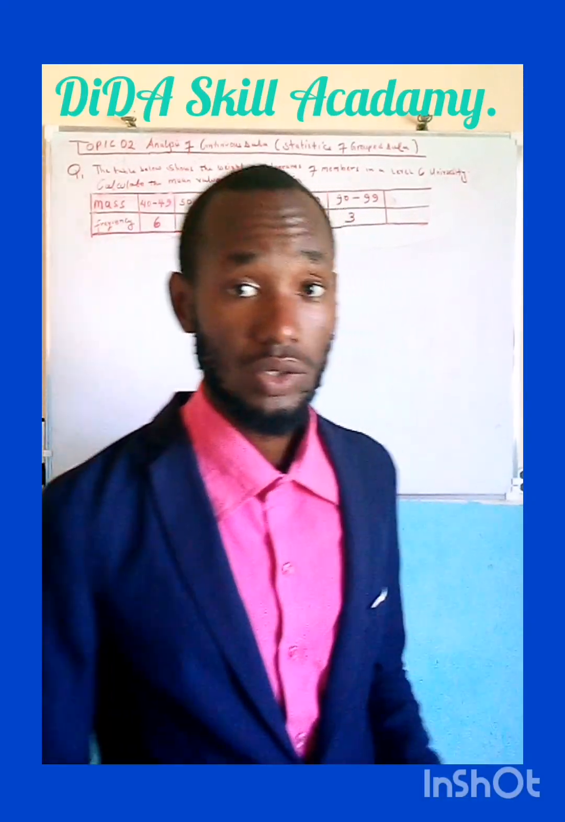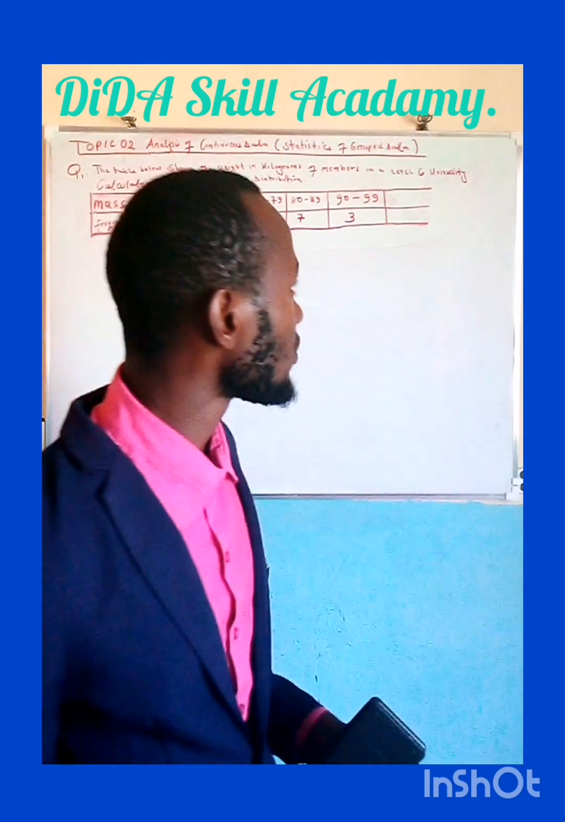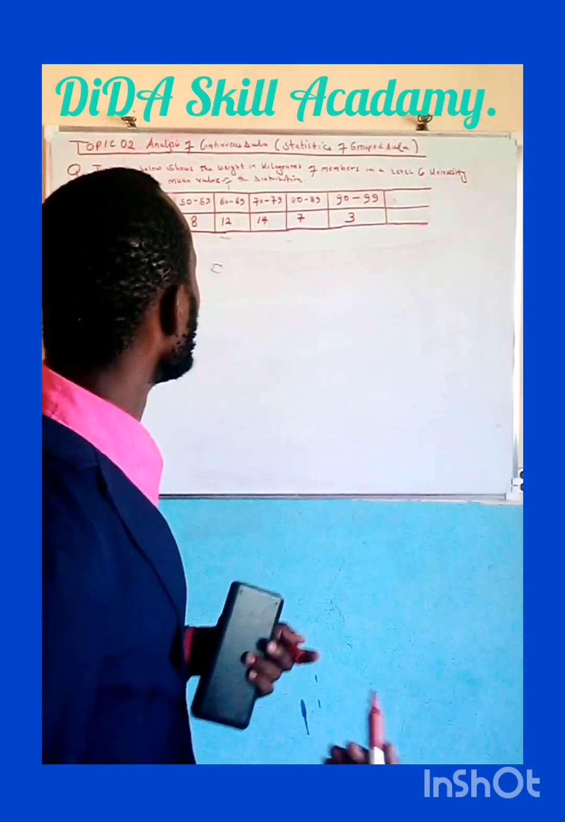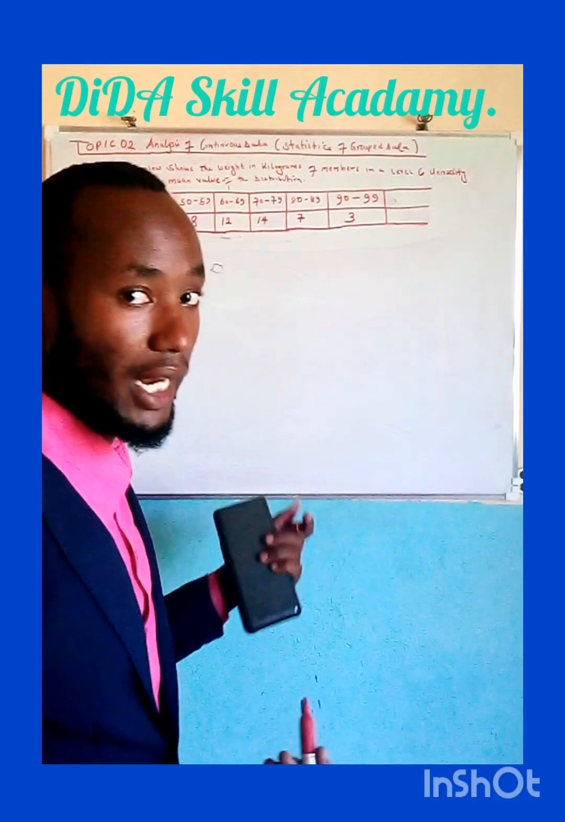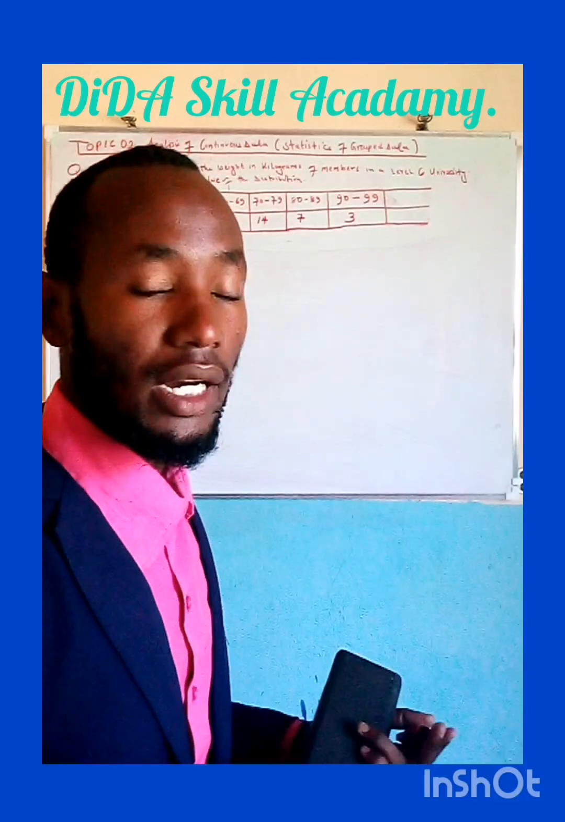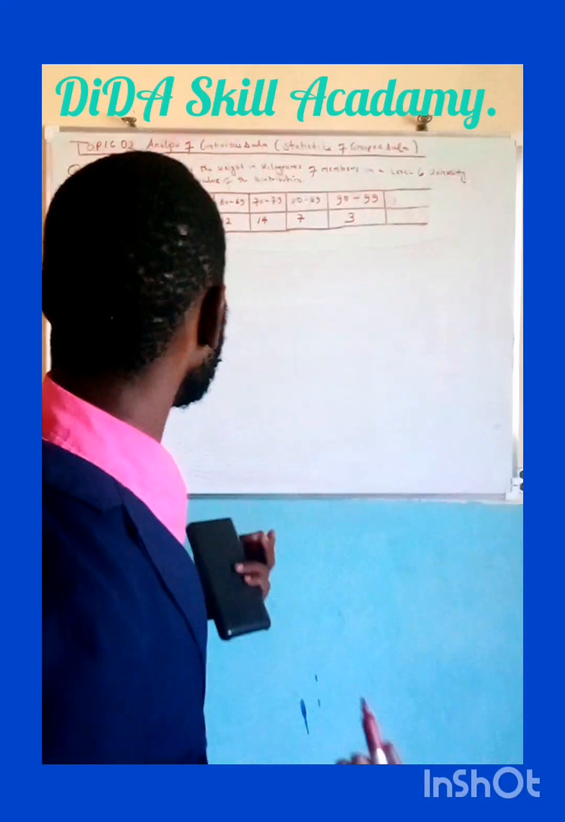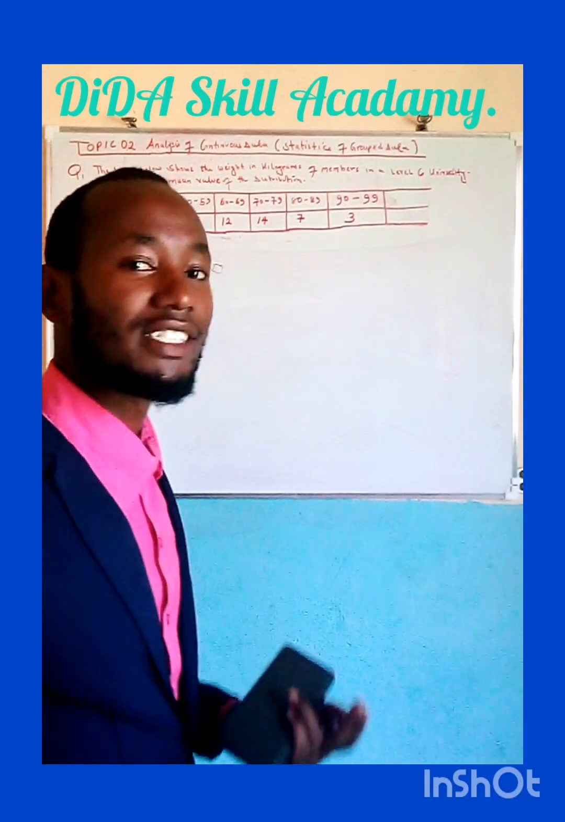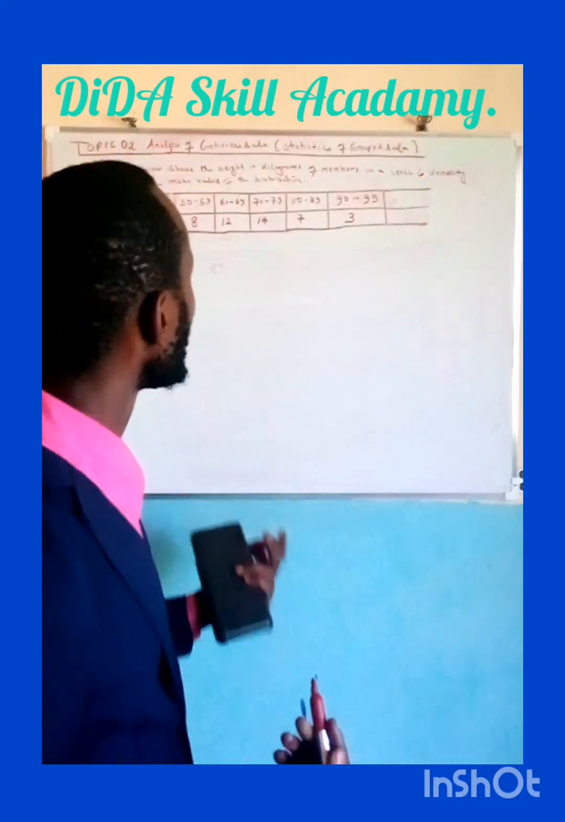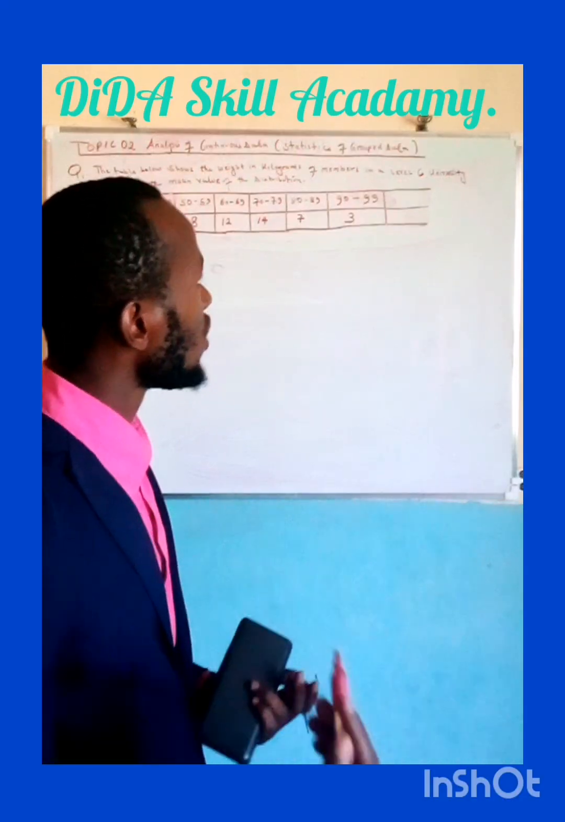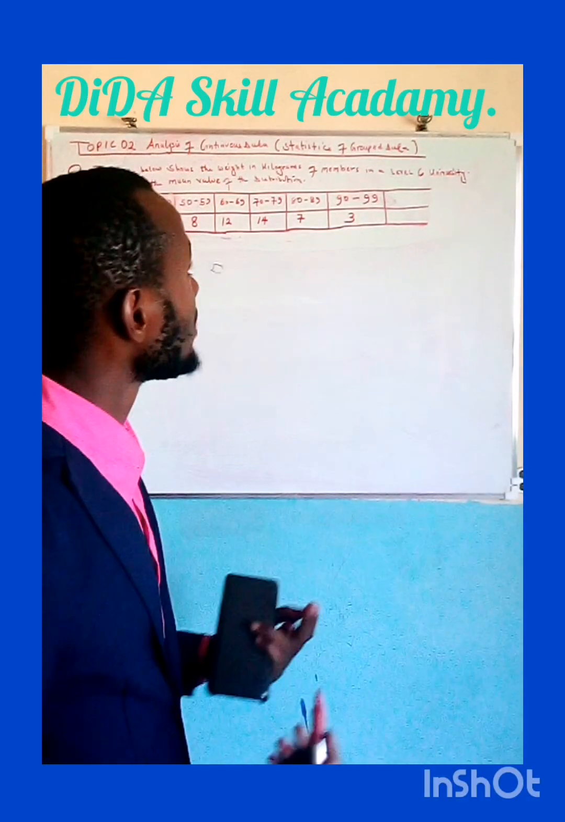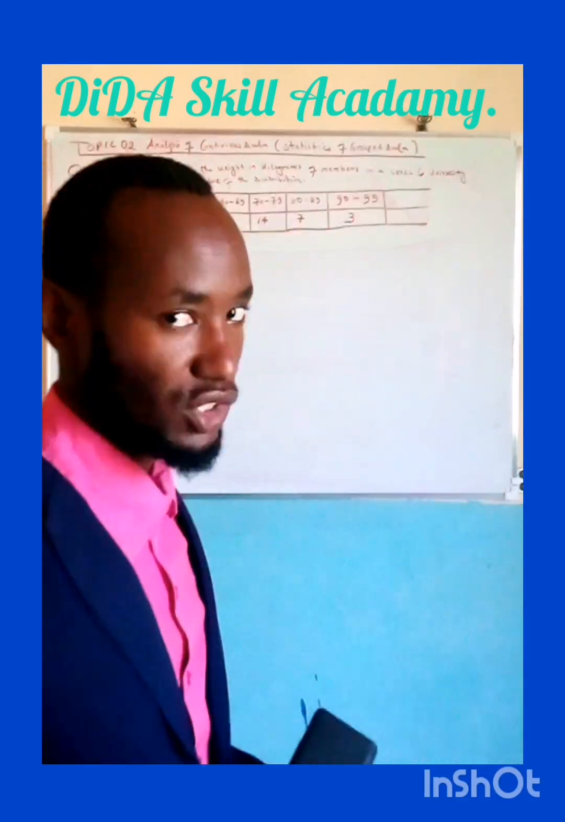So enjoy the video, let's begin. Here in front of you on the whiteboard is topic 2, where we are going to analyze continuous data, or statistics of grouped data. The question is simple. It states that the table below shows the weight in kilograms of members in level 6 university. Calculate the mean value of the distribution.